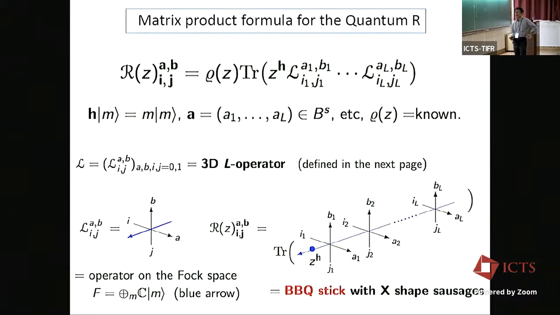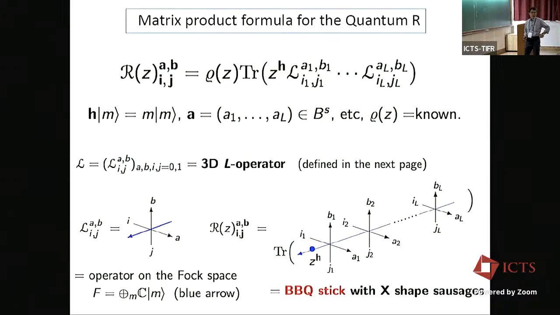So I define this in detail on the next page, but on this page I just give you the graphical representation, one interpretation. I assign black arrows for these indices, A, B, I, J. So I going to A and J going to B. But as I said, this operator L itself is an operator acting on the Fock space. So it's natural to introduce one more arrow, which is written in blue, perpendicular to this vertex.